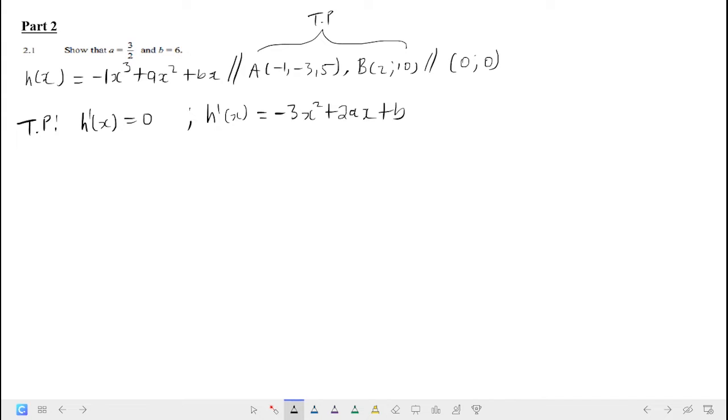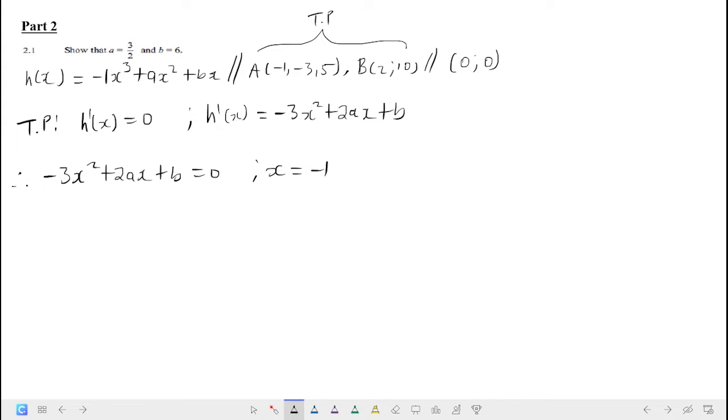All right, so what are we going to do with this? We're going to take this and substitute it. So minus 3x squared plus 2ax plus b equals 0. What's the first thing that we're going to do after we have this? The first thing is to substitute the first x-coordinate of the turning point, because you see, the only problem here is that we have x, a and b, right?